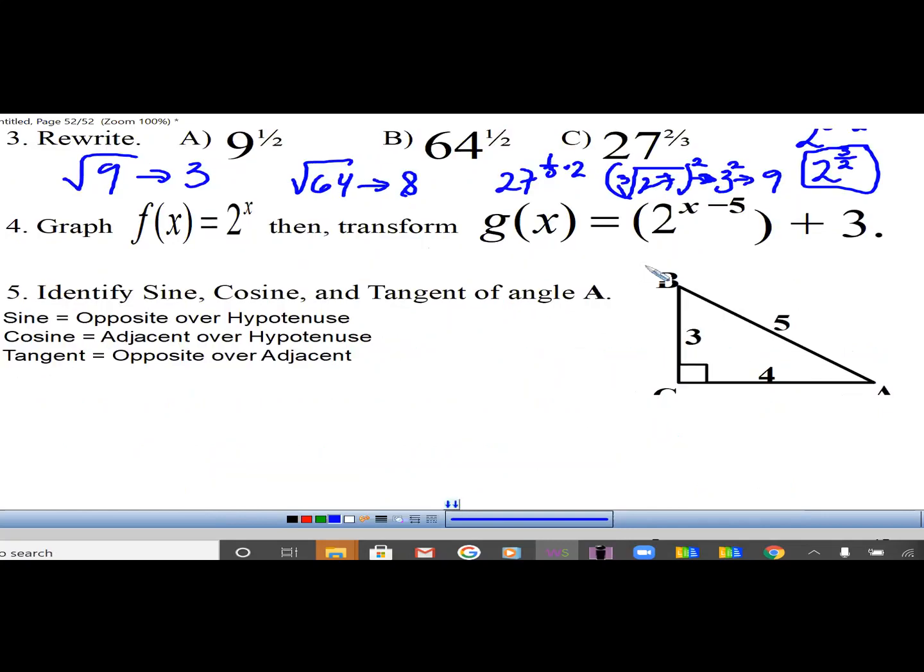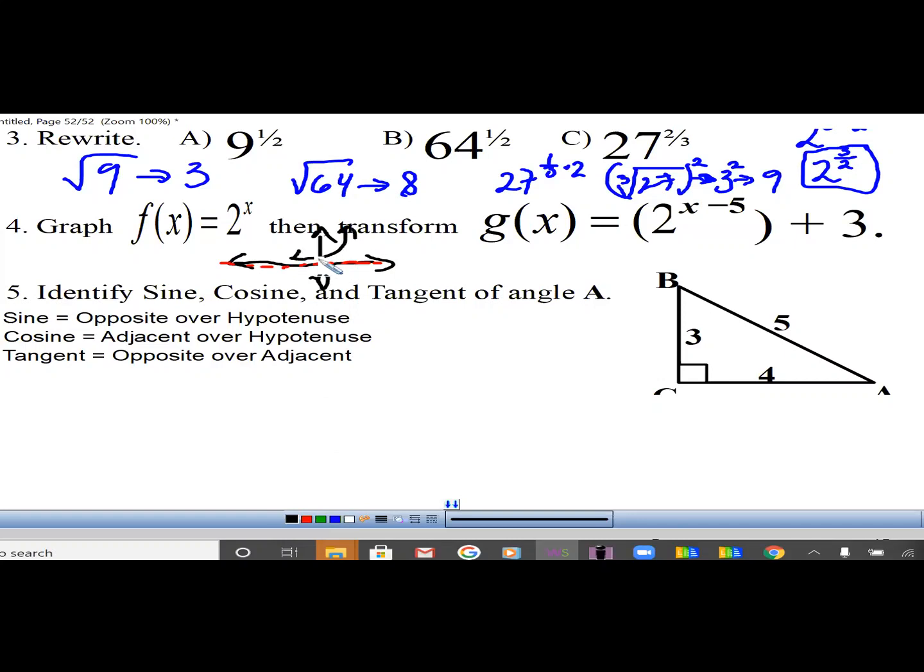All right, number 4. Number 4 is a parent function. And for the sake of time, we don't need a table. I'm just going to graph the parent function of that exponential of base 2. If it doesn't have a constant, then the asymptote goes through 0, 0. And my exponential should look something like this.